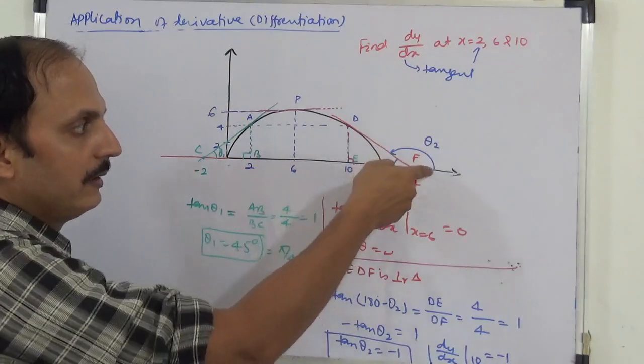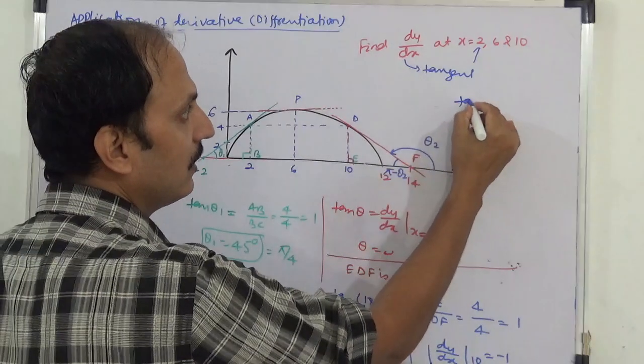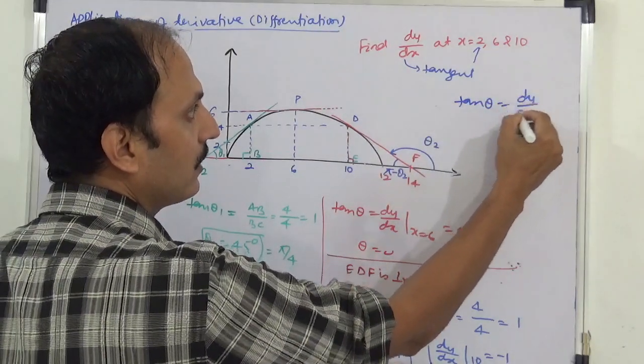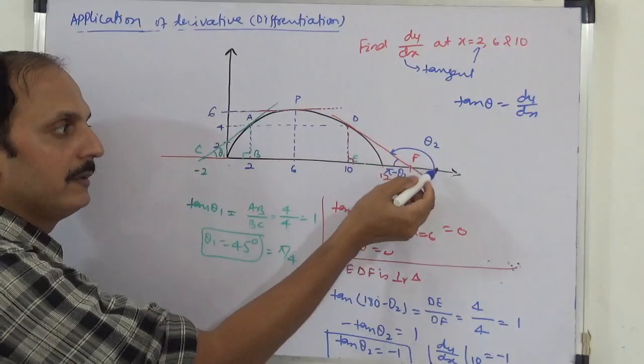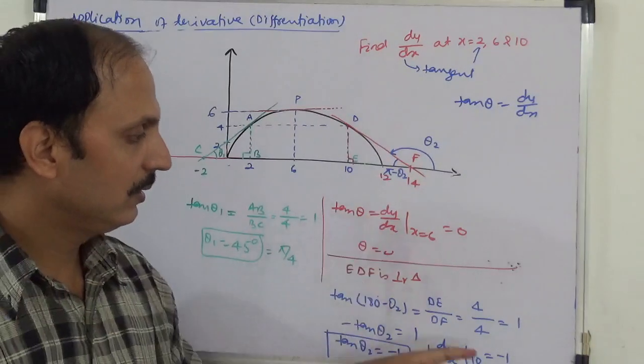Because you can see this angle is obtuse. So dy by dx, meaning tan theta. So this angle is obtuse and it is in the second quadrant. So in the second quadrant, tan theta will be negative. So this is going to be there.